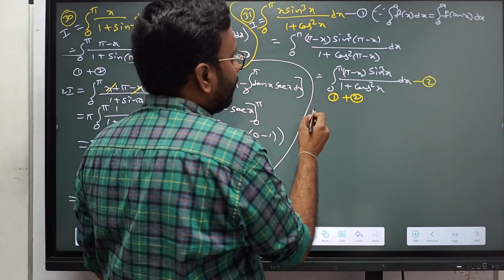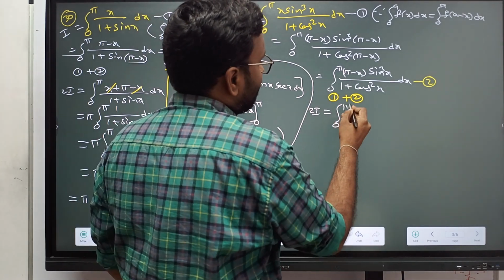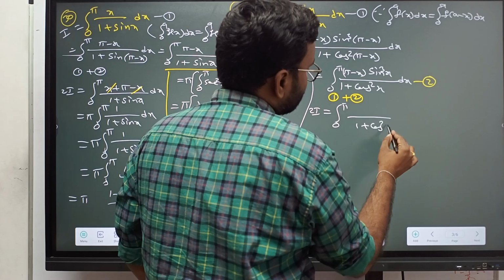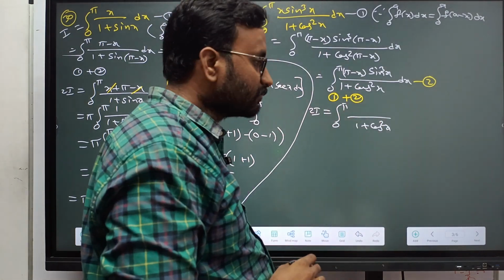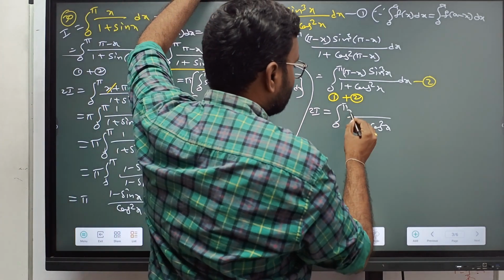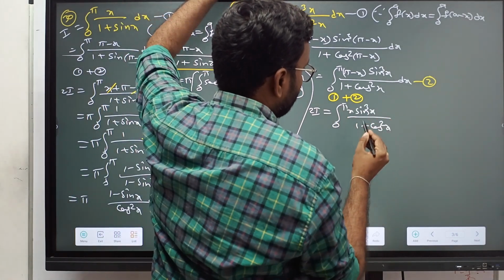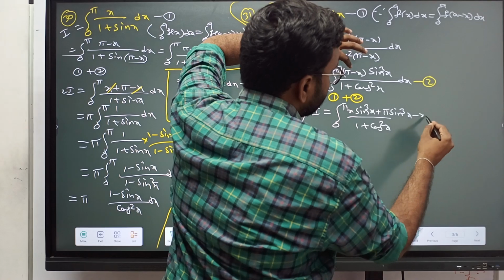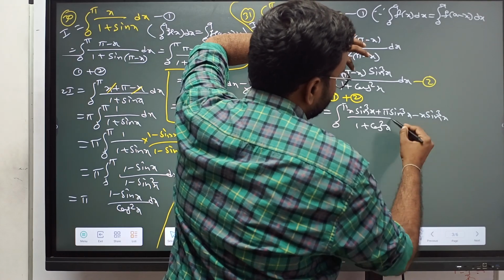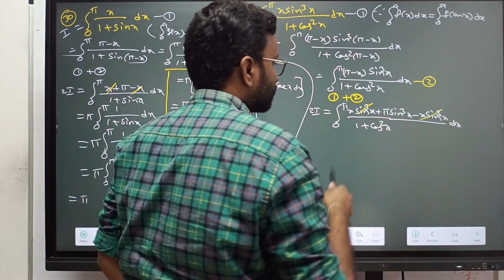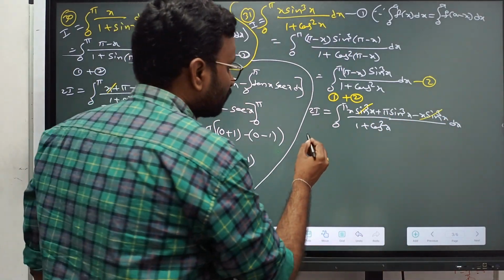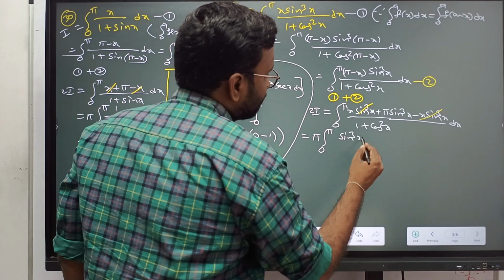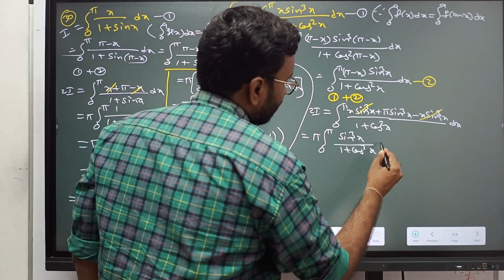Now 1 plus 2. Then I plus I, 2I equal to integral 0 to pi, and the denominator is the same, 1 plus cos square x. And the numerator is this plus this. Observe carefully: pi into sine cube x, pi sine cube x minus x sine cube x plus x sine cube x. The expansion is also going here, into dx. These two will cancel. So pi we can write outside as a constant. That is pi integral 0 to pi sine cube x by 1 plus cos square x into dx.